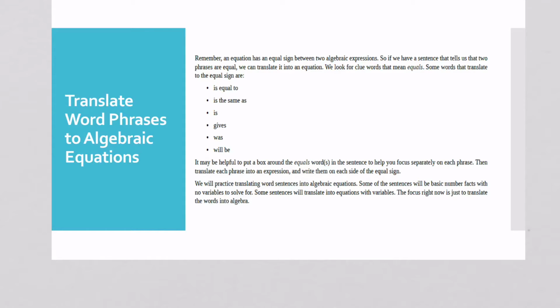Okay, again, you might want to go ahead and hit pause here and read through this. The key things that I want you to get off of this page are the words that typically indicate where you need equal signs. Whenever we translate phrases, those are the typical words you're going to see where you need to place an equal sign. So go ahead and hit pause and read through this, and then I'll show you some examples.